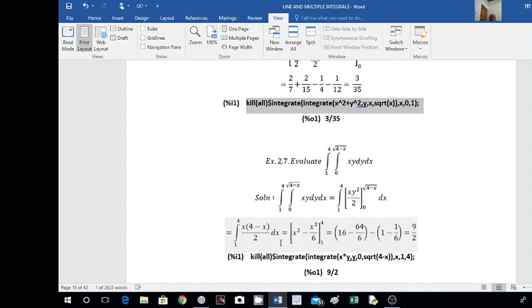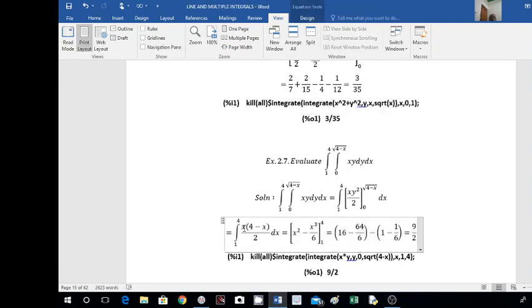And this is equal to, see, 4x by 2 means this is 2x. 2x integration is x square. Minus x into x is x square by 2. Integration of x square is x cube by 3. Already 2 was there. 2 into 3, this becomes 6 here. And this is between 1 and 4.